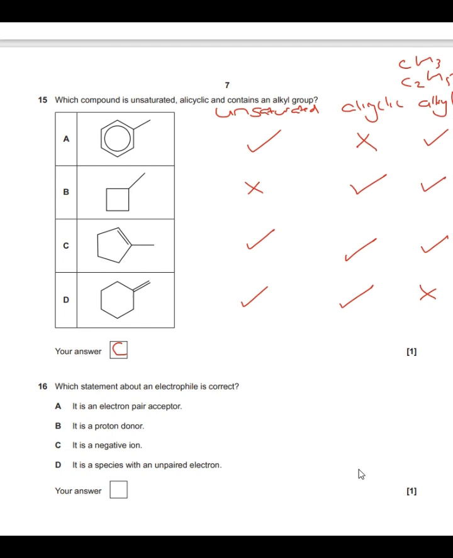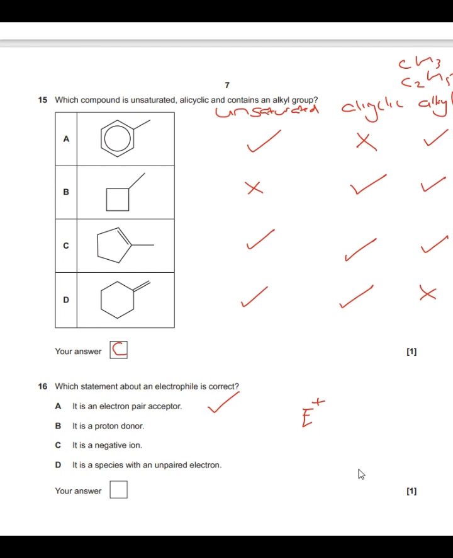Which statement about an electrophile is correct? When we're talking about an electrophile, I'm just going to use E as a generic symbol for electrophile. An electrophile has a positive charge, because in the word electrophile, electro has to do with electrons and phile means to love. It loves electrons, and therefore itself is going to be positive because it's going to be attracted to negative ions. So it is an electron pair acceptor. It accepts electrons because itself is positive.